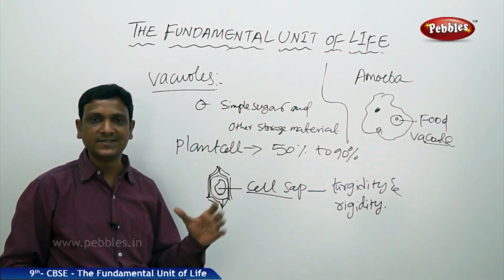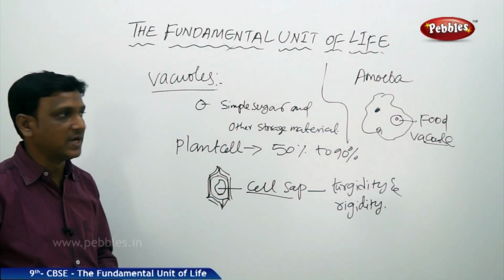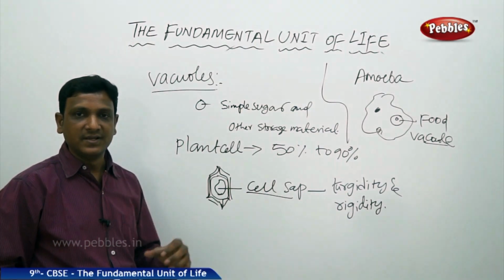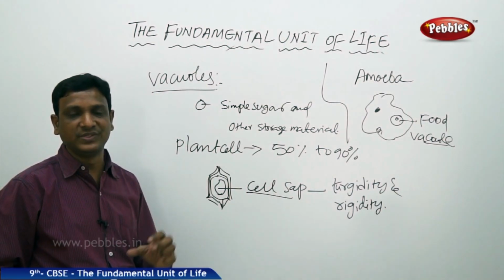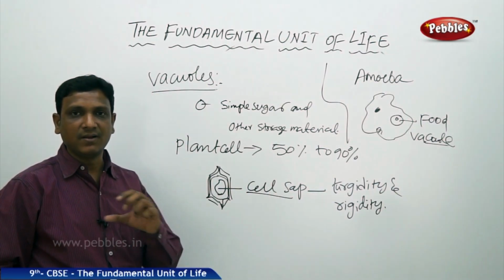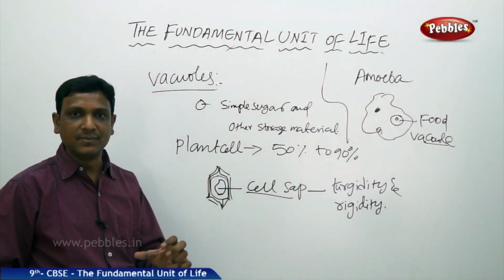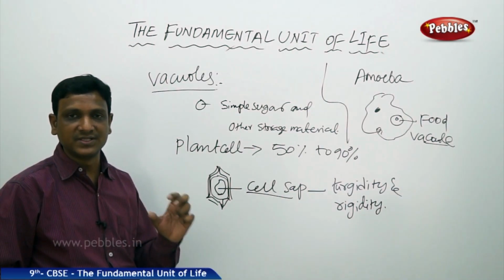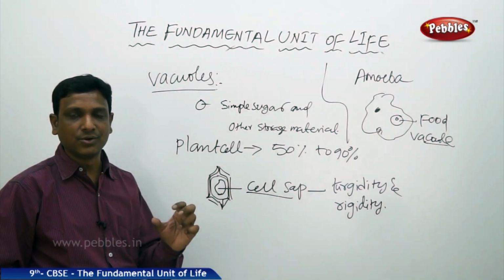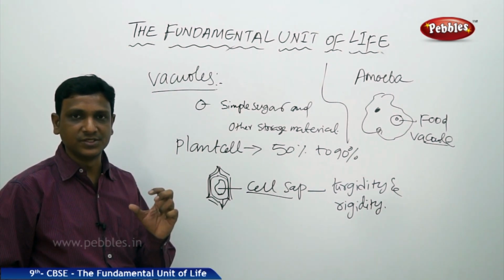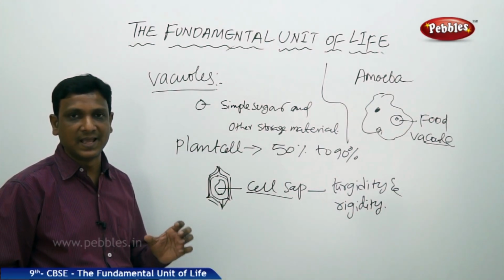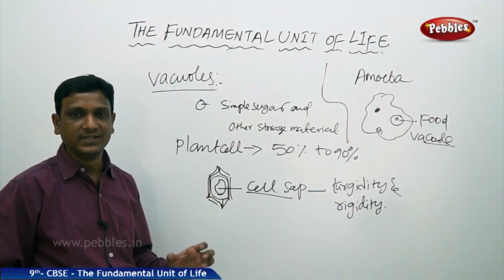So these are the various kinds of cell organelles which we have learned in this unit, the fundamental unit of life. Here we studied the structure of the cell, the main components: cell membrane, cell wall, nucleus, cytoplasm, and we studied cell organelles like mitochondria, Golgi complex, endoplasmic reticulum, ribosomes, lysosome, and how these cell organelles help in the functioning of a cell.